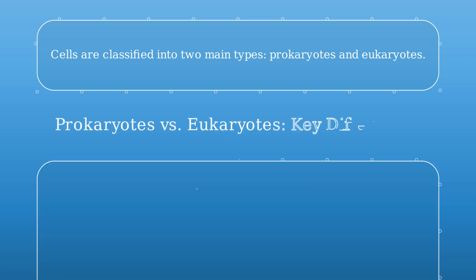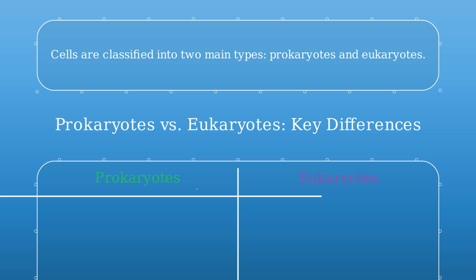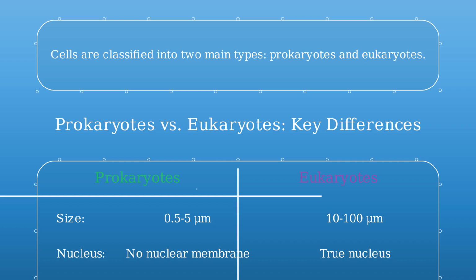Let's compare the key differences between prokaryotic and eukaryotic cells. Prokaryotes are smaller, lack a true nucleus, and have circular DNA in the nucleoid region. Eukaryotes, on the other hand, are larger, contain a true nucleus with a nuclear membrane, and have linear DNA organized into chromosomes. Eukaryotes also contain numerous specialized membrane-bound organelles.